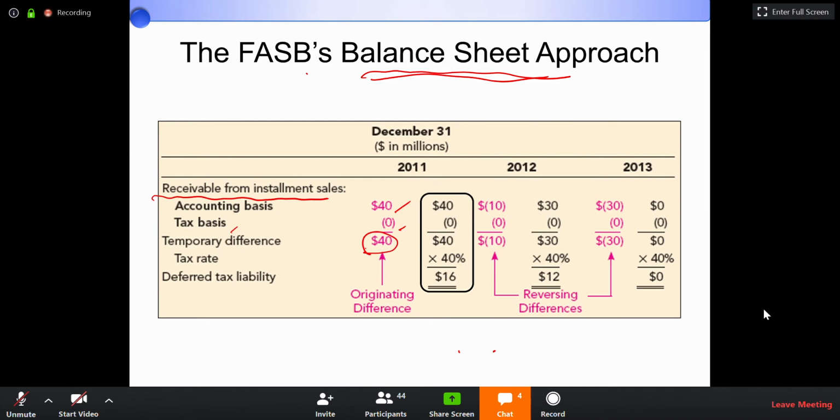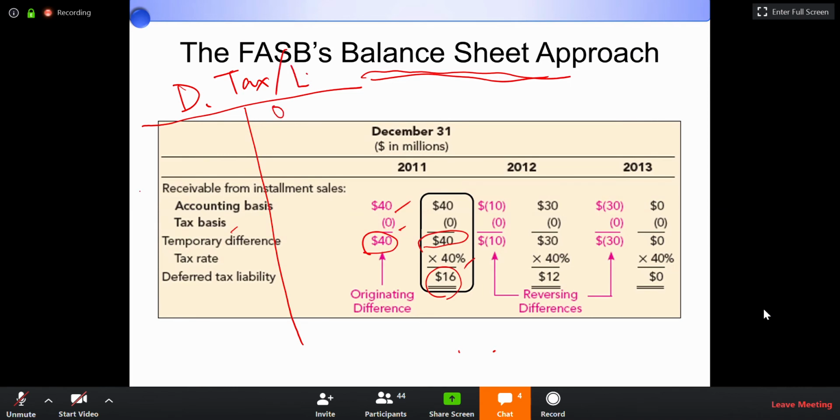So this is the accounting income greater than taxable income by 40. 40 is the future taxable amount. Times the 40% tax rate, you get 16. 16 should be our deferred tax liability. So if you draw T accounts, this is the deferred tax liability. Initially we should have a 0 balance, let's say. Then by the end of this year, it should be 16.